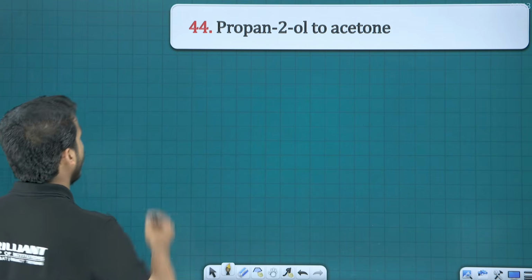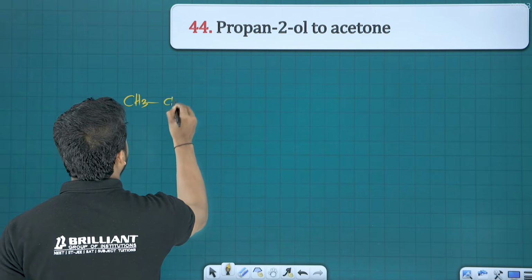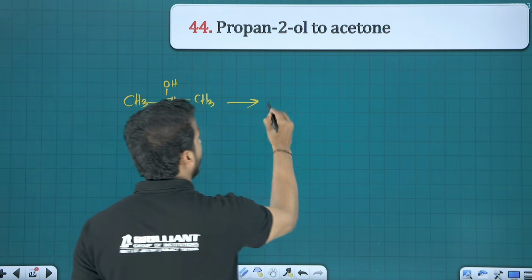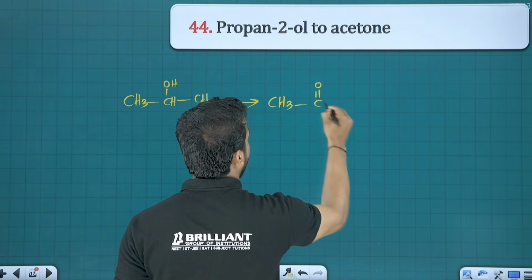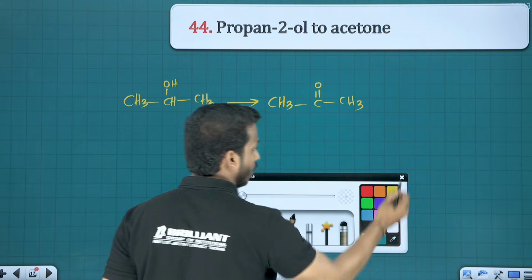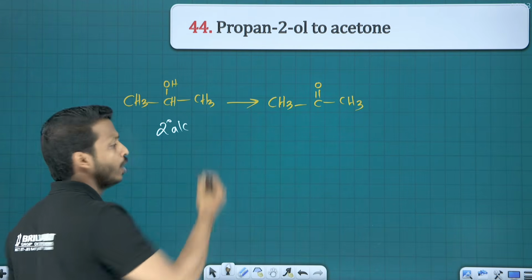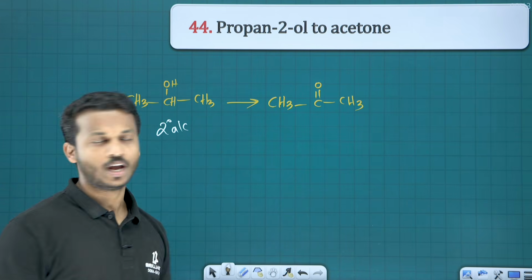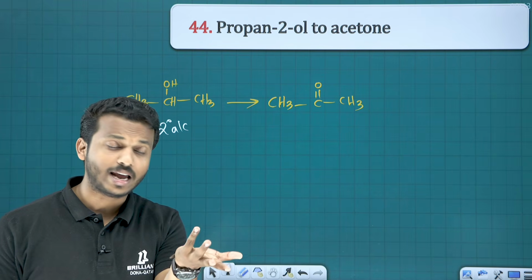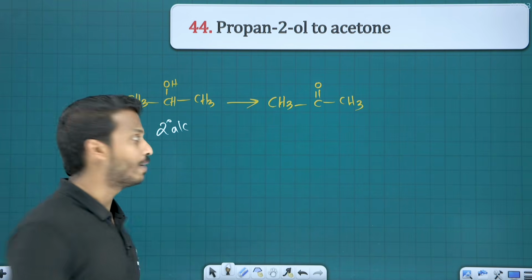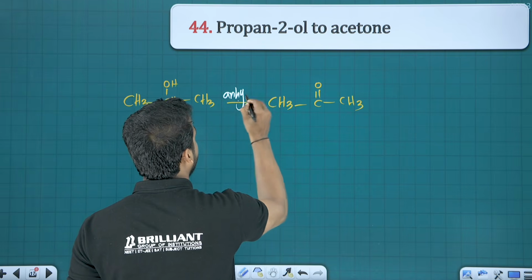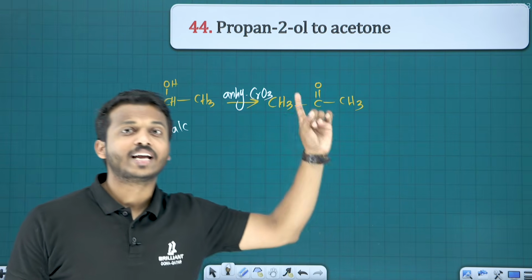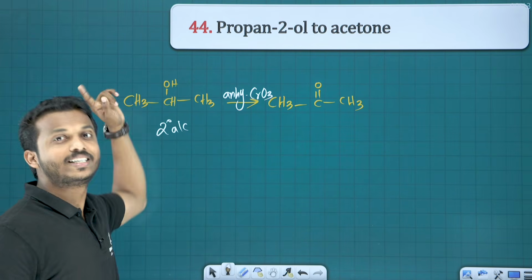Question number 44. Propan-2-ol, a simple reaction. Propan-2-ol to acetone. What is acetone? Propanone. Propanone is also called acetone. Dear, it's a secondary alcohol. You know, secondary alcohol on oxidation, you get a ketone. What is the oxidizing agent? Anhydrous CrO3, or copper at 573 K, right? Anyone you can use. Secondary alcohol on oxidation, you get ketone. Ketone on reduction, you get secondary alcohol.